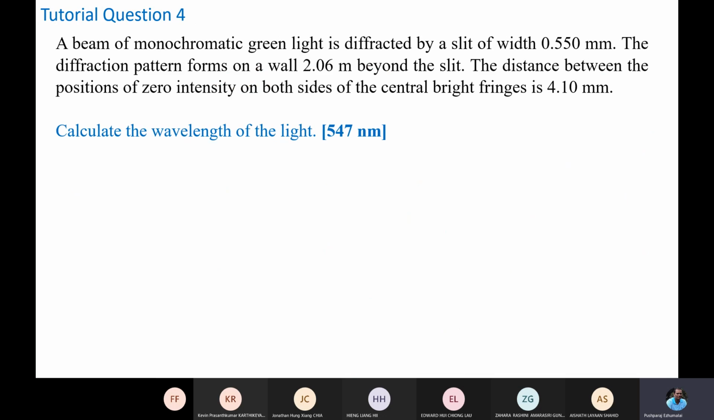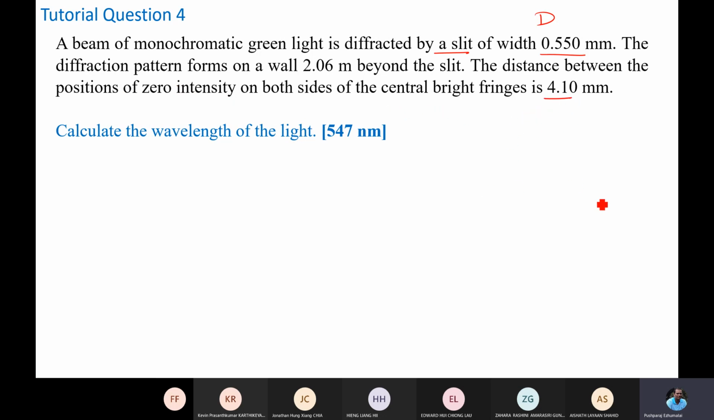Look at that. All the questions are very similar. We are going to use the same formula again and again to solve them. Look at the problem. A beam of monochromatic green light is diffracted by a single slit of width 0.55 millimeter. The diffraction pattern is formed on a wall 2.06 meter beyond the slit, that is the L value. The distance between the positions of zero intensity on both sides of the central bright fringe is this much.